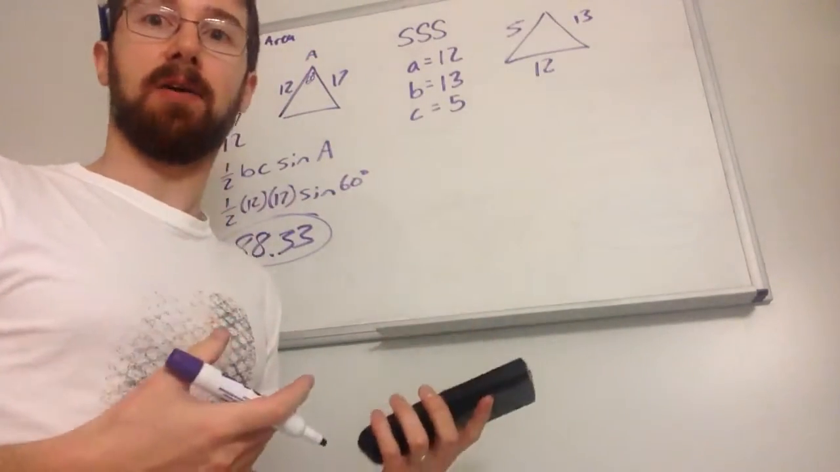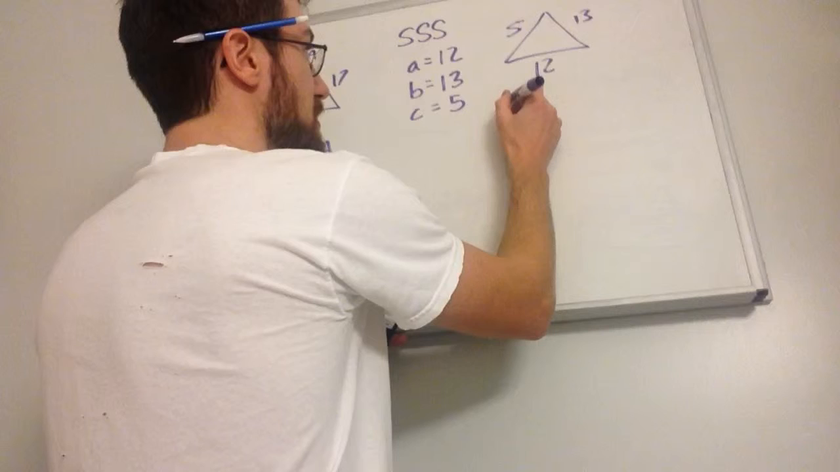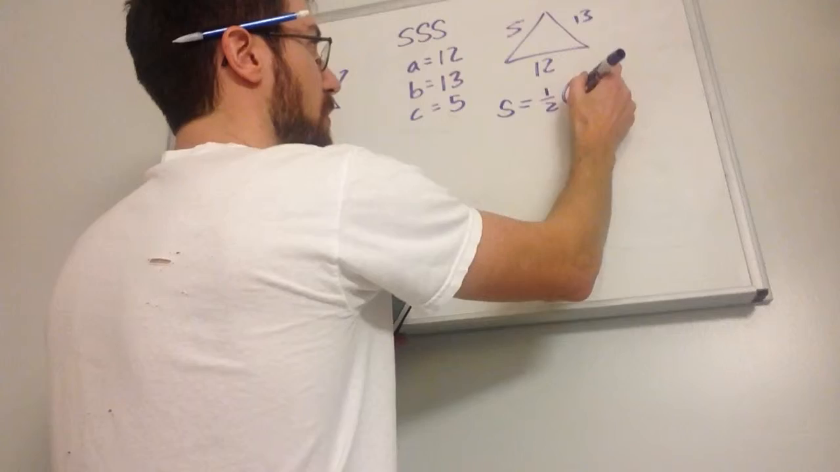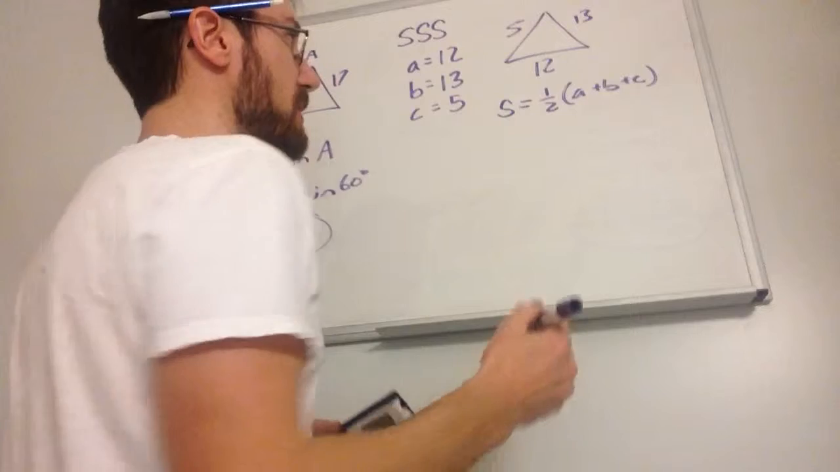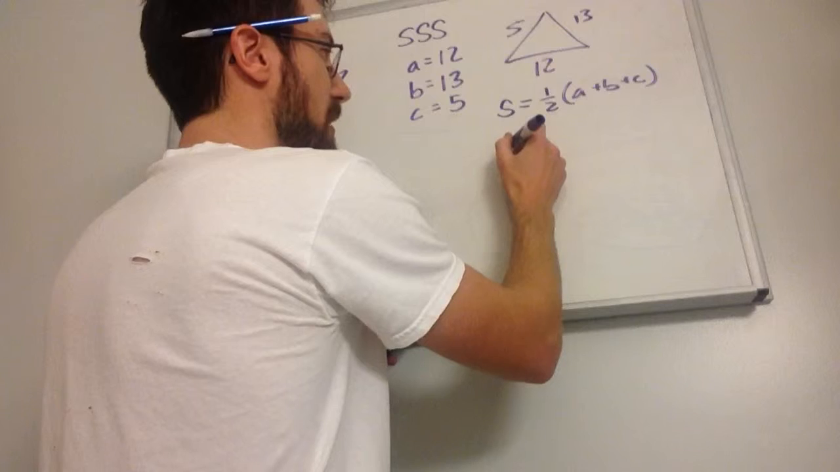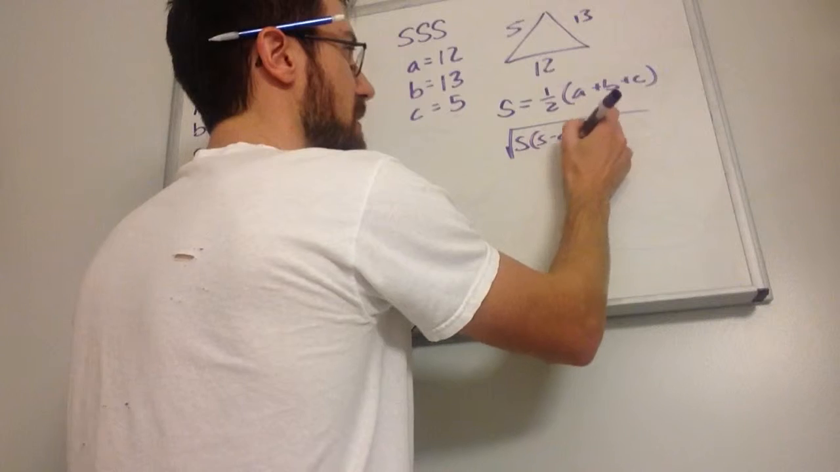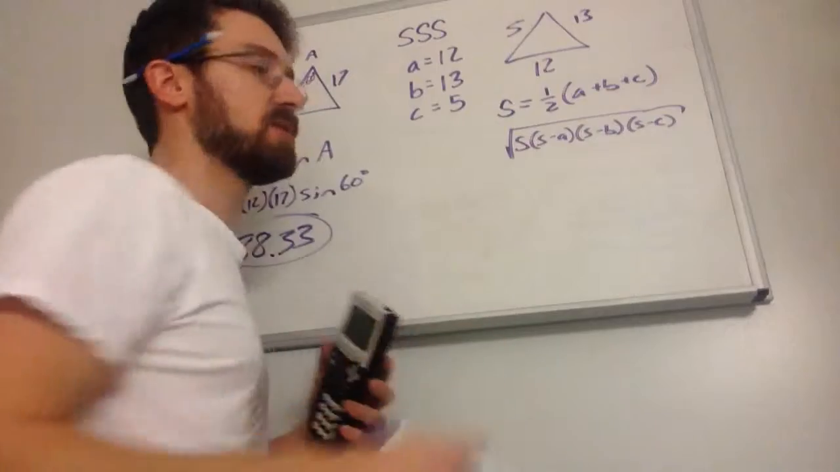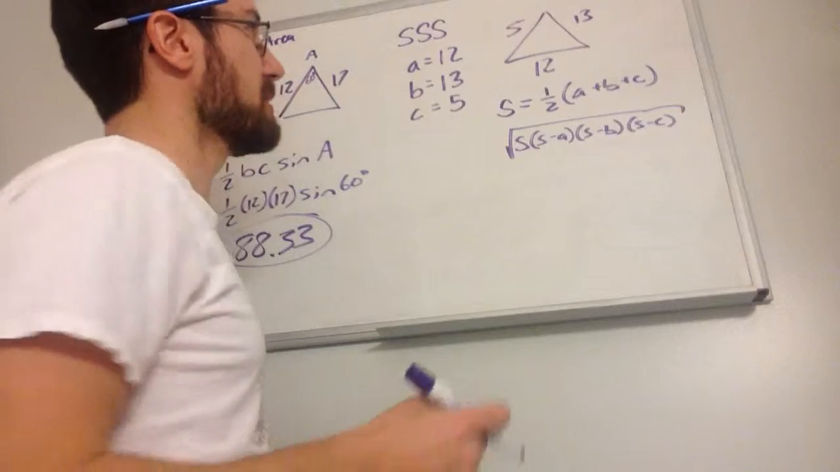My Heron's formula, or my side-side-side formula, works like this. First thing I need to do is figure out this quantity S, and that's 1/2 of the perimeter. So add the sides up and divide by 2 essentially. Then once I have that, my formula for area is the square root of S times S minus A, S minus B, S minus C, all one big square root with that whole quantity. So a lot of numbers to plug in, but it's really pretty simple.